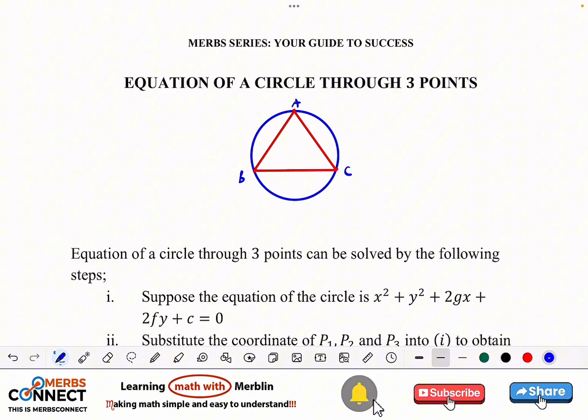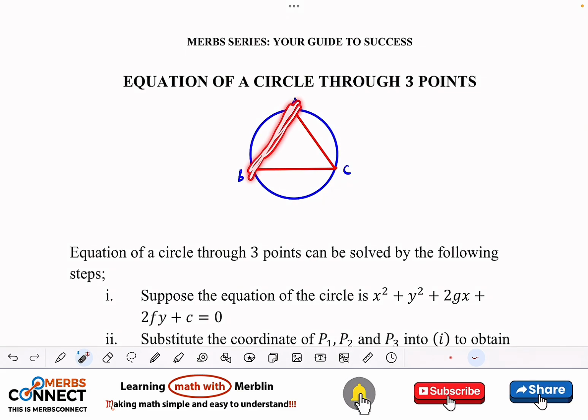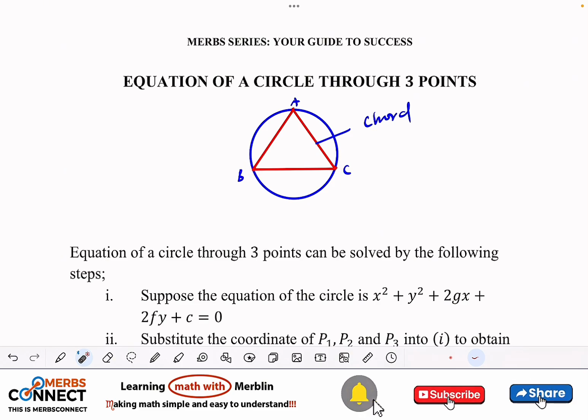Anytime they give you something like this, remember this AB is a chord. This is also a chord. This is also a chord, right? And we are trying to find the equation of the circle. Because if it is not a diameter, then it is a chord. So what we can see is this point here is intersecting the circle. This point here is intersecting the circle. This point here too is also intersecting the circle.